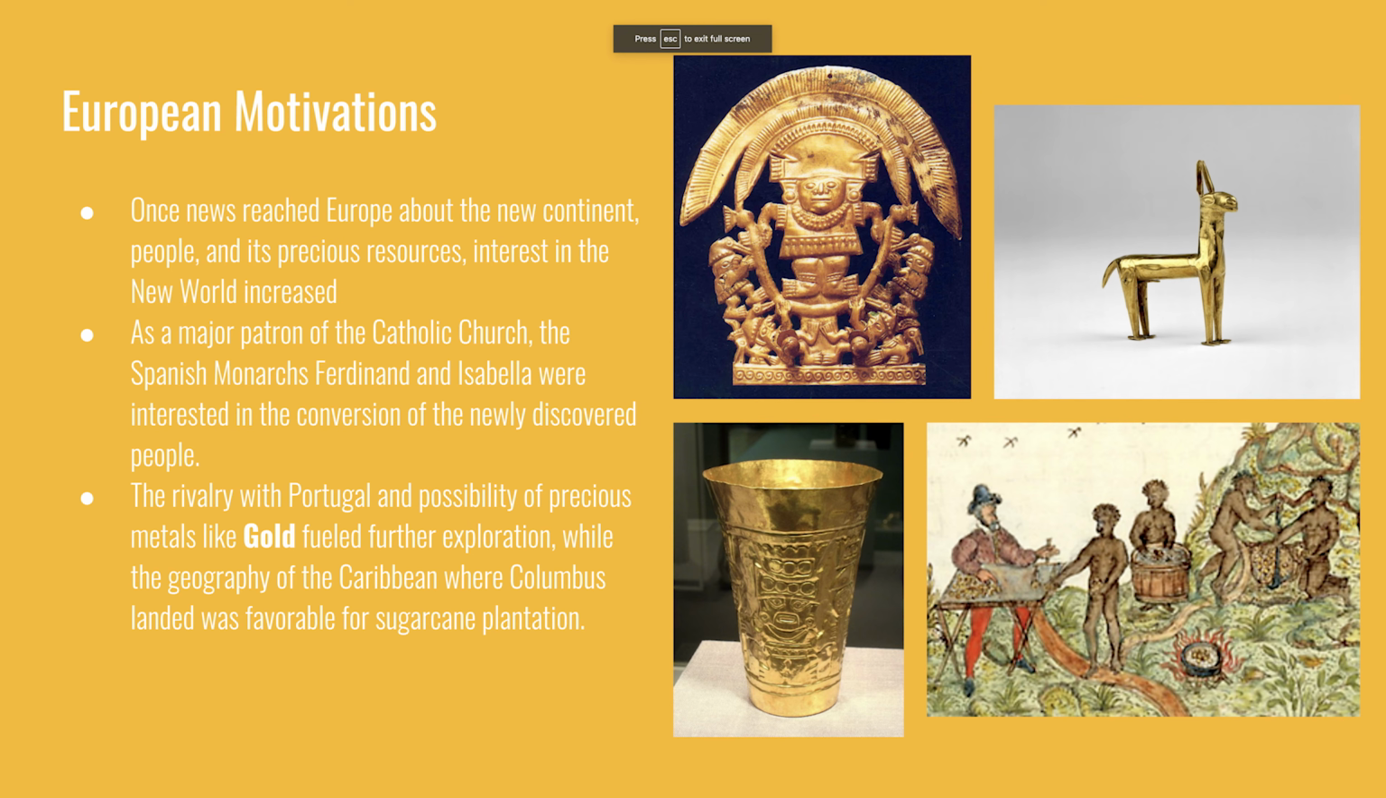The pictures that you see here are examples of gold from the Aztec and the Incan empires in Mesoamerica and South America. And in the bottom right, you see the illustration of the Taino people that are being used as coerced labor to extract the gold and bring it back to Spain.